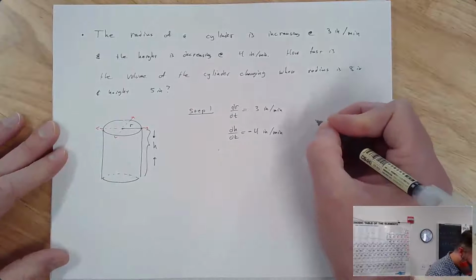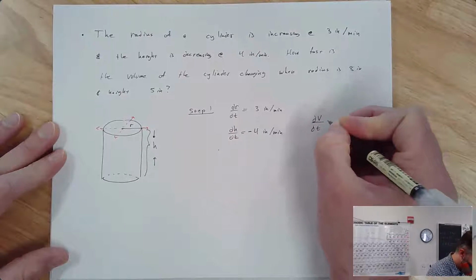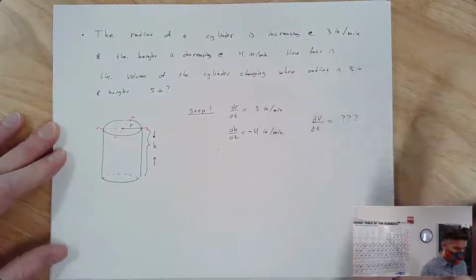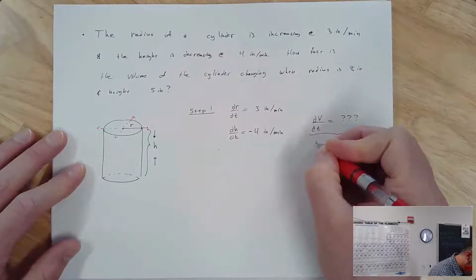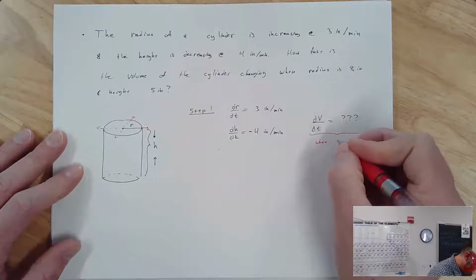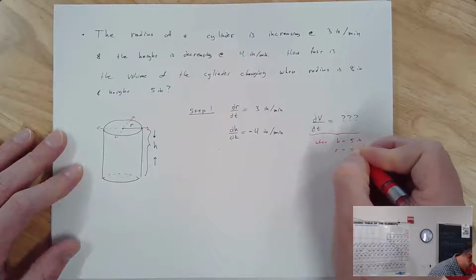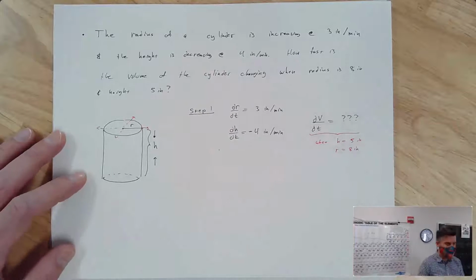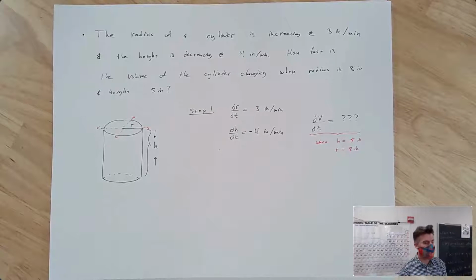And then we're being asked to find how the volume is changing. It might even be worth writing down how the volume is changing when the height equals 5 and the radius equals 8, just so we don't forget about that. That's what we want to find. How is the volume of the shape changing when the height is 5 inches and the radius is 8 inches?